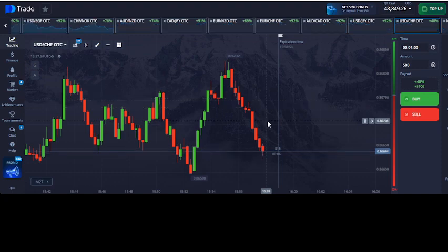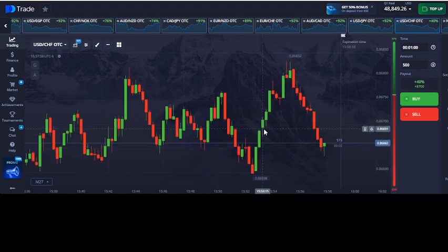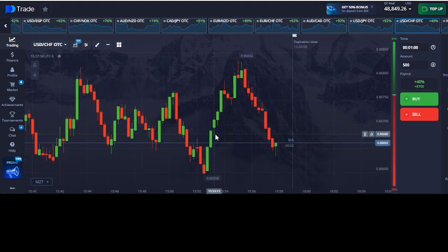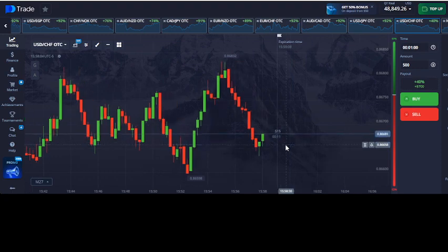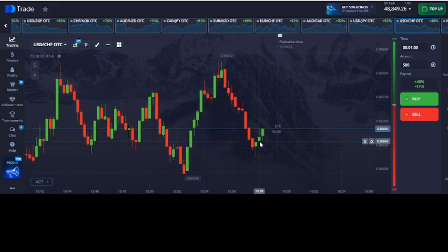We have US dollar, Swiss franc. Up and down. Okay, let's just watch it to see what it does. Oh wow, there was a gap here, but okay, there's a second gap here.